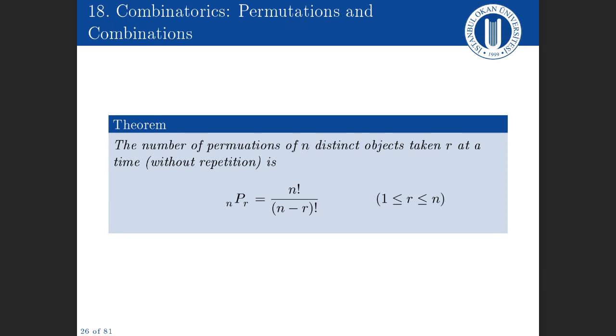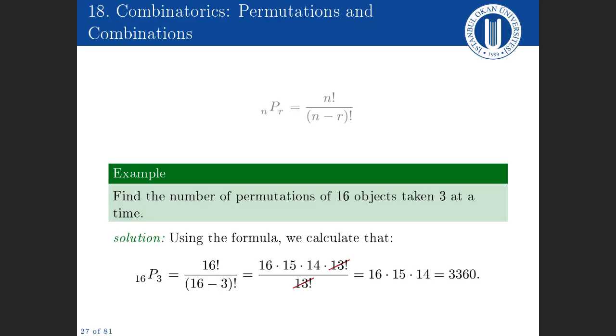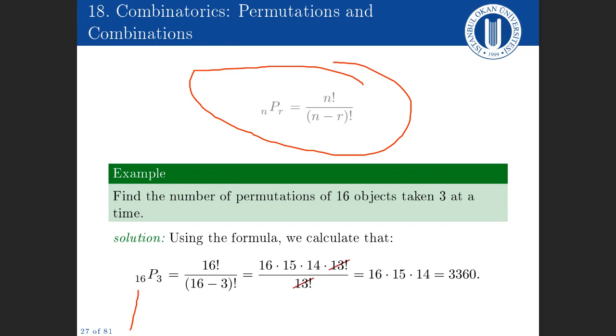Let's do an example using this formula. I have written the formula at the top. For example, find the number of permutations of 16 objects taken 3 at a time. So in total, we have 16 objects, and we're going to take 3 of them. So the example is asking us to calculate 16P3. Put the numbers 16 and 3 into our formula, calculate it, and we get 3,360.